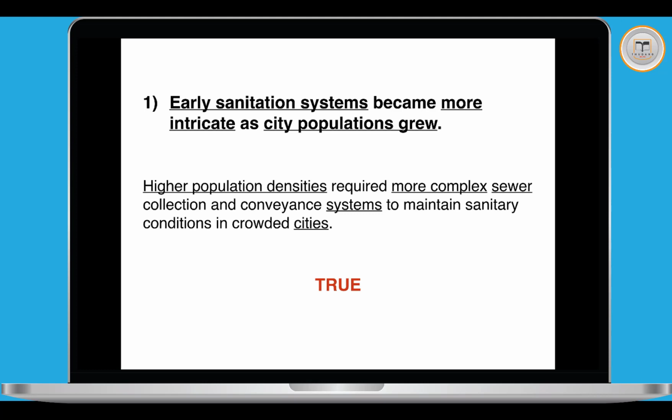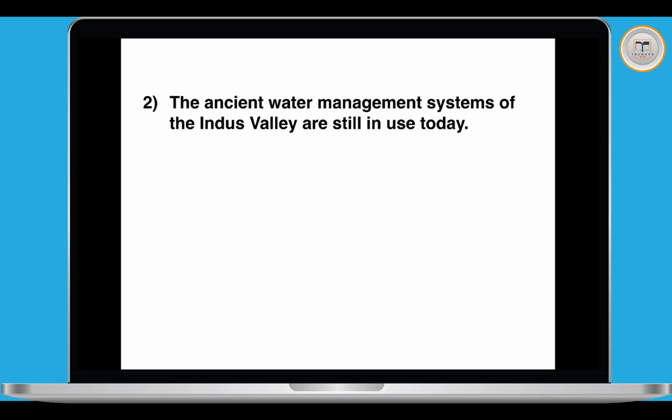Let's try the same techniques for number 2. Question 2. The ancient water management systems of the Indus Valley are still in use today. True, false, or not given? Well, I'd underline first Indus Valley. That's the easiest thing to search for because it's a name. Also, then we could look for ancient and systems and still in use today. So basically, are these Indus Valley systems still in use today?